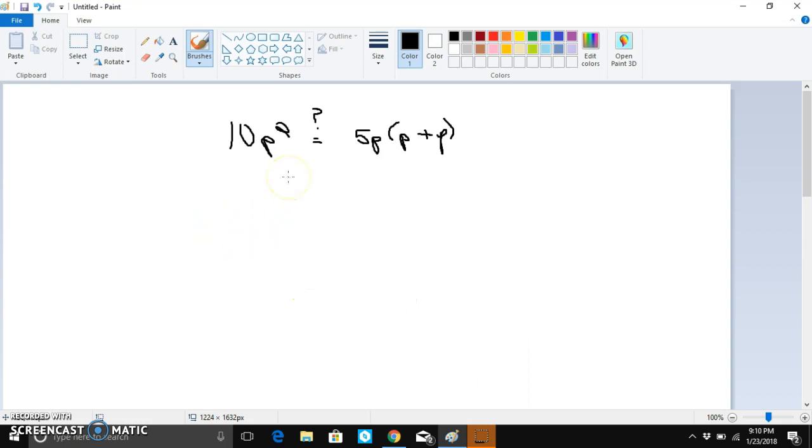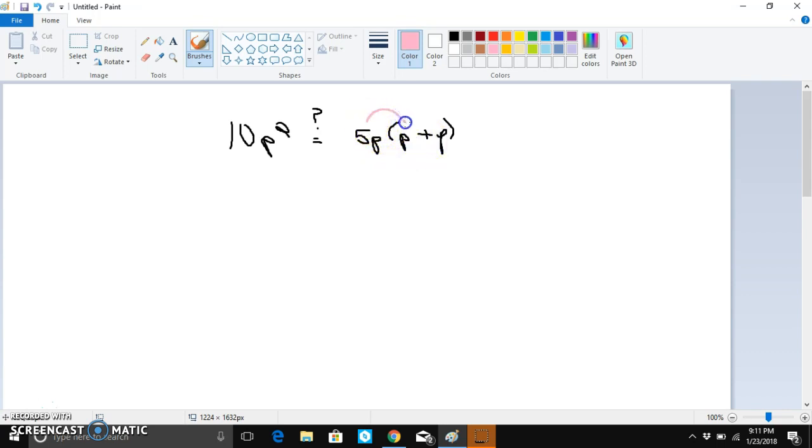Okay, for this next example, we have 10p squared to the second power. Is that equal to 5p times p plus p? Okay, so we want to make sure both expressions are simplified to see if they simplify down to the same thing. As you can see, 10p squared is already simplified. You can't do anything more with it. With 5p times p plus p, we can apply the distributive property to simplify this expression more.